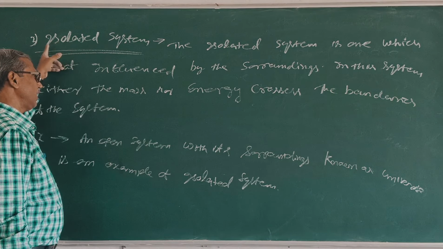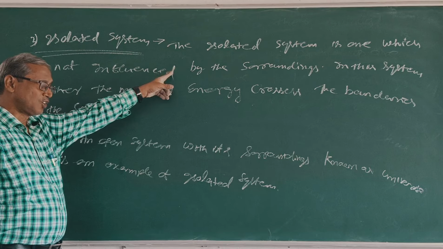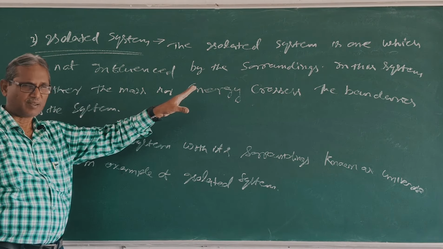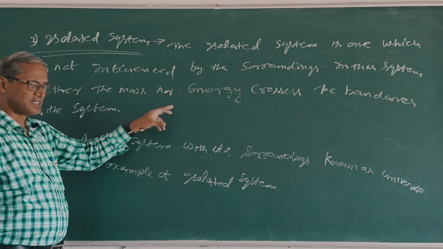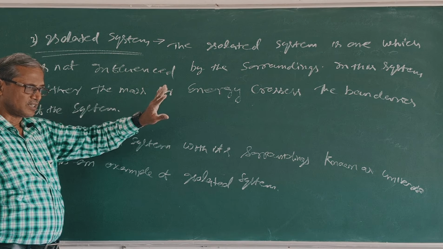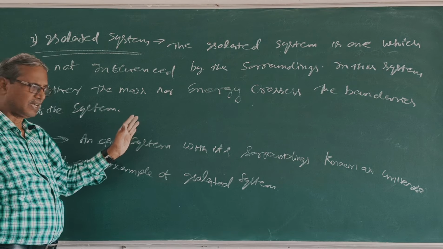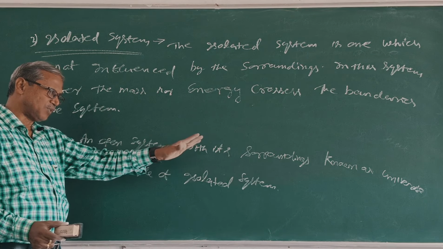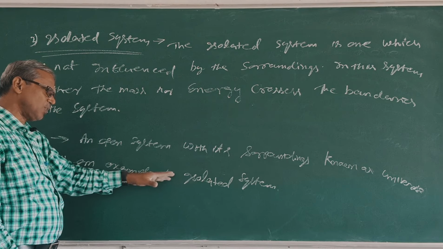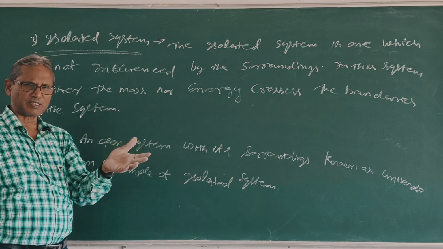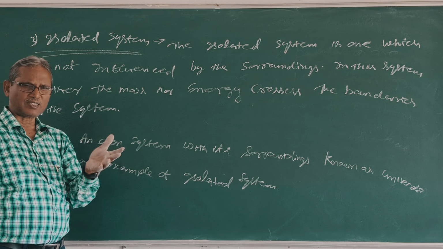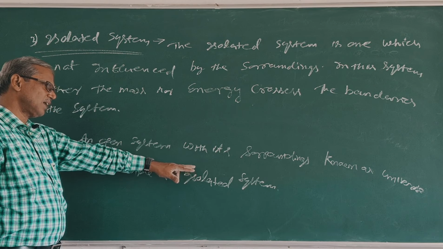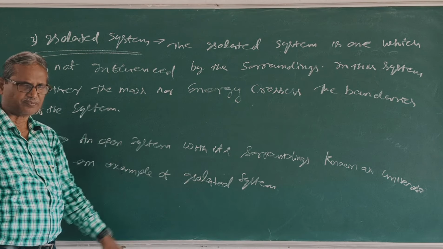Number 3, isolated system. An isolated system is one which is not influenced by the surrounding. Clear? In this system, neither mass nor energy transfer crosses the boundary of the system. So, what is the example? The universe is an example of an isolated system. No energy transfer takes place to the system or from the system. No energy, no mass. An open system with its surrounding is called an isolated system. That is the universe. Clear?